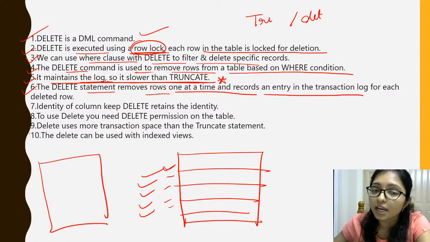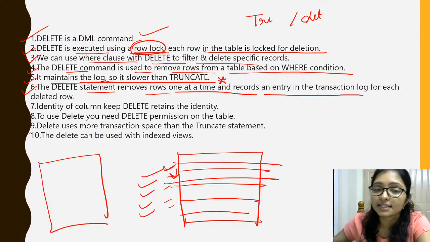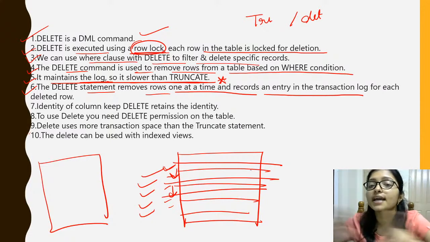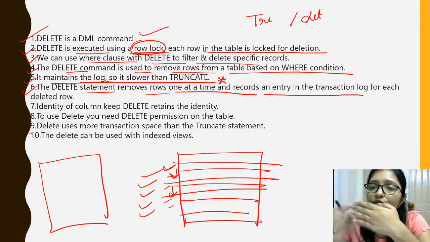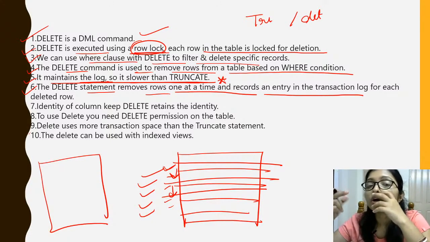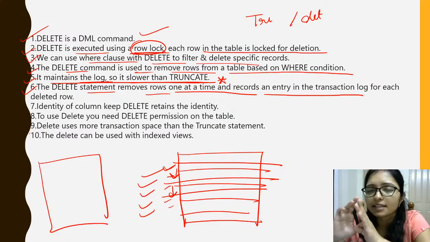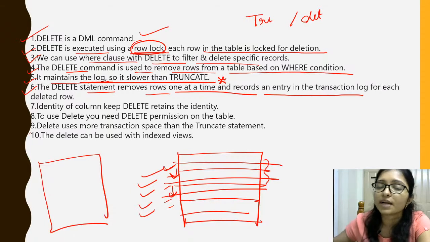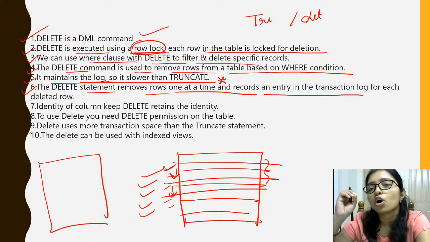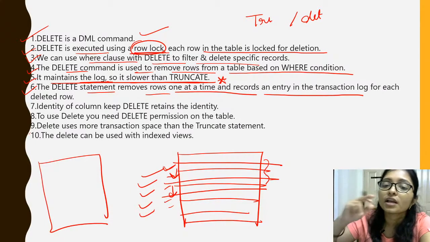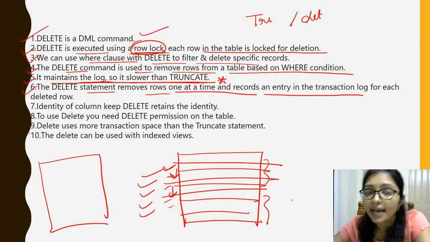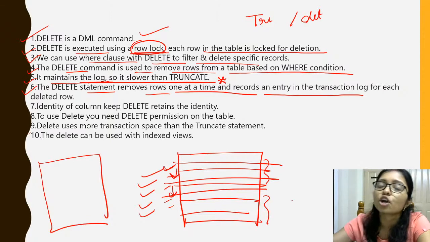So one data lock is deleted, then it comes to the next, it is deleted, then it comes to the next, it is deleted. At a time all the data is not deleted, one by one it is deleted. So there can be a scenario where 3 rows are deleted, but for some error or any problem, the other rows are not deleted.